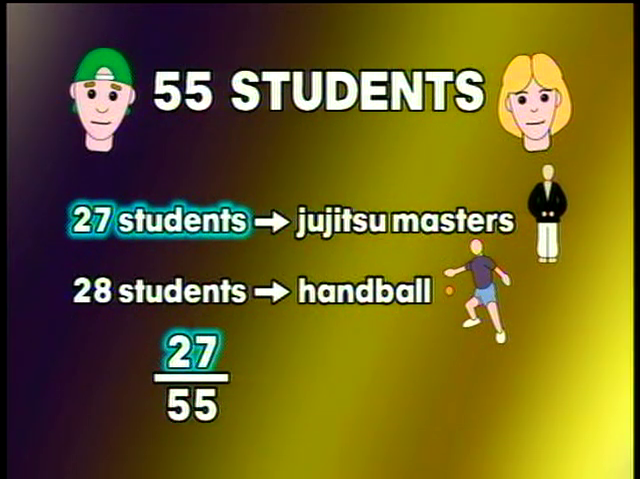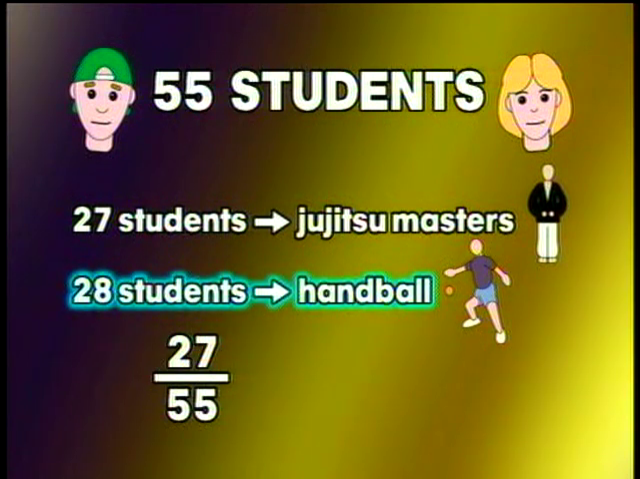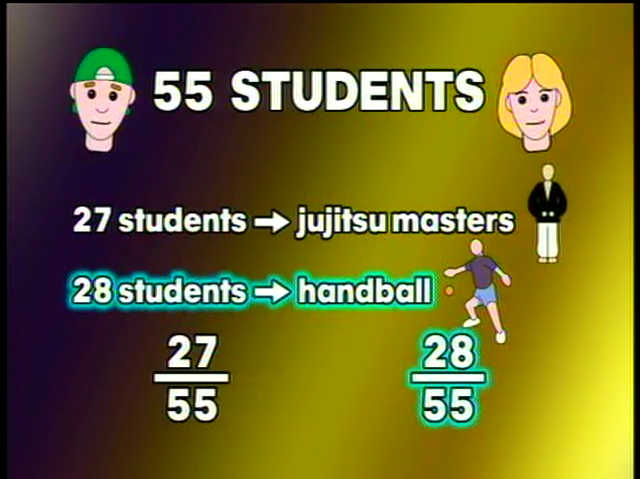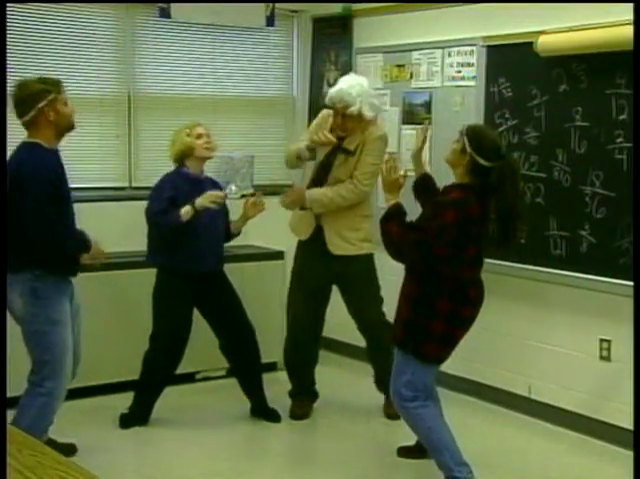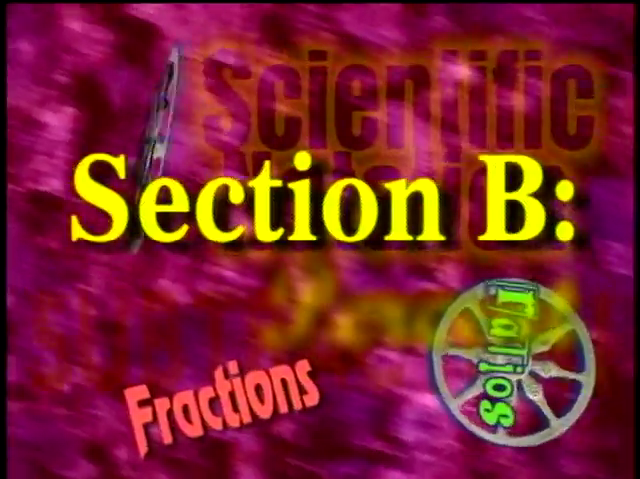The numerator, 27, is the part of the whole, or the amount of students out of all those sampled that like jiu-jitsu. And 28 out of 55 students are for handball. And this fraction is 28 over 55, or 28/55. So 28 out of 55 students preferred handball. It's that easy. Section B, percent.